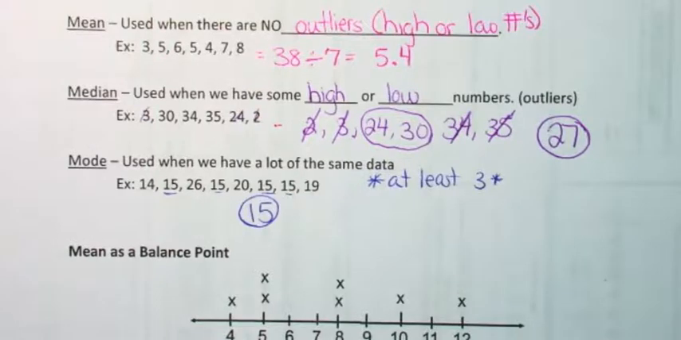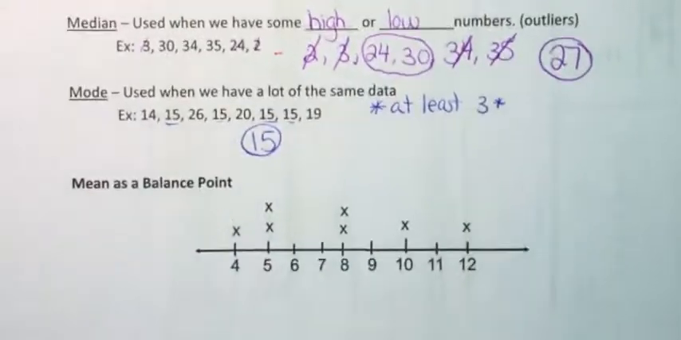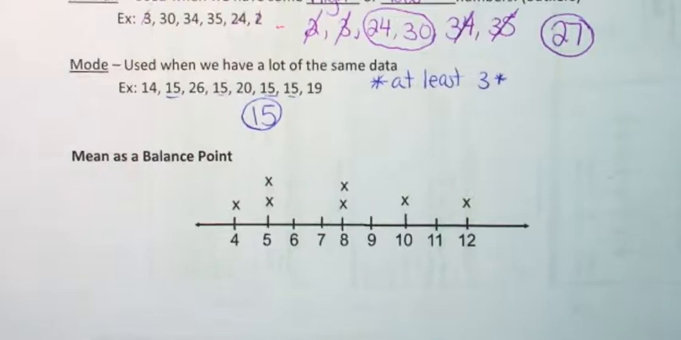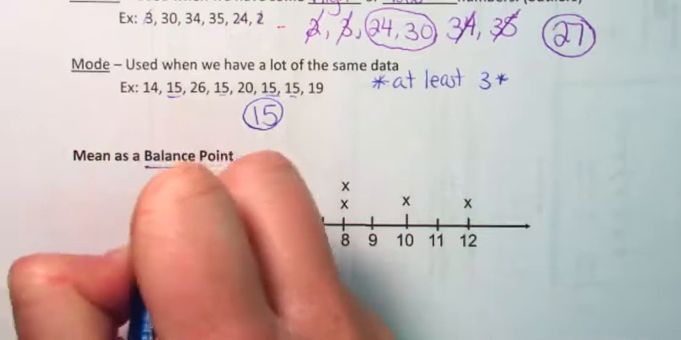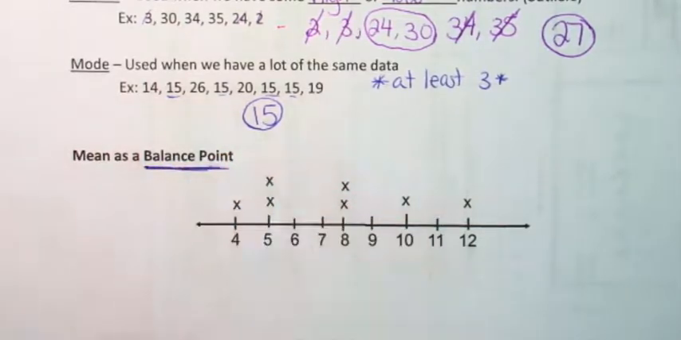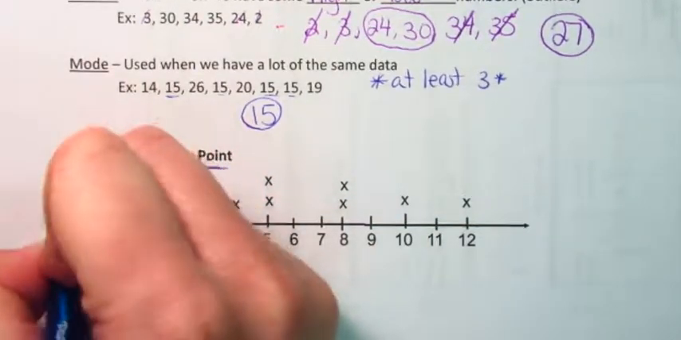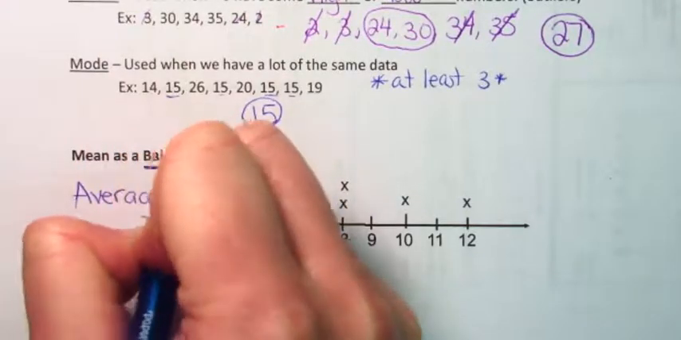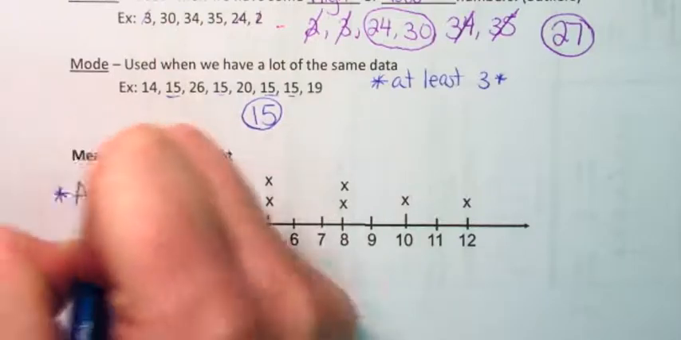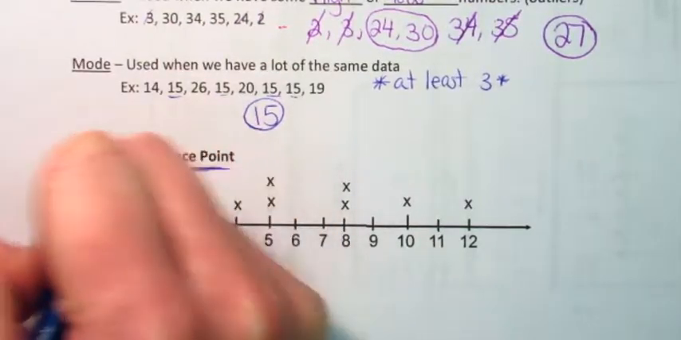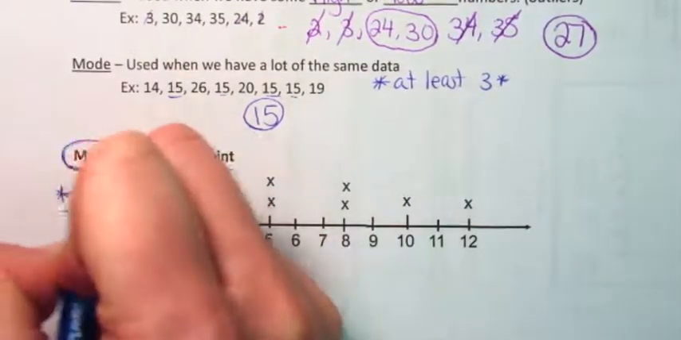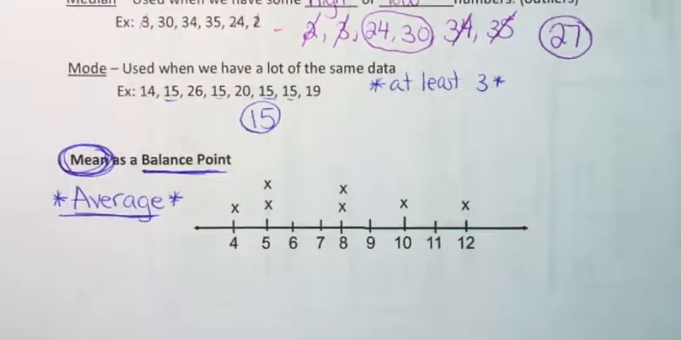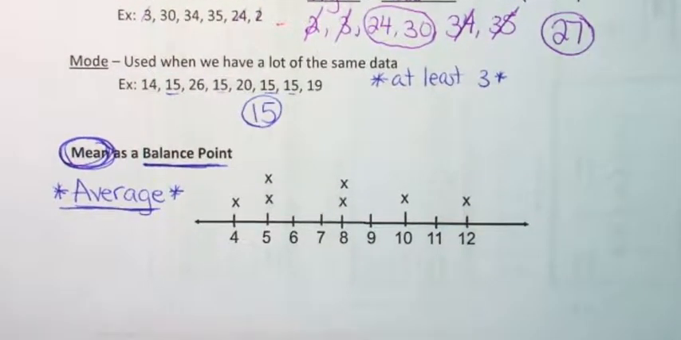And then the last part that we need to look at is mean as a balance point. I will nearly 100% guarantee you that on your SOL, you're going to have a question that asks for balance point or asks for average. If you see balance point or average, you need to think mean. You need to figure out the mean of the data.